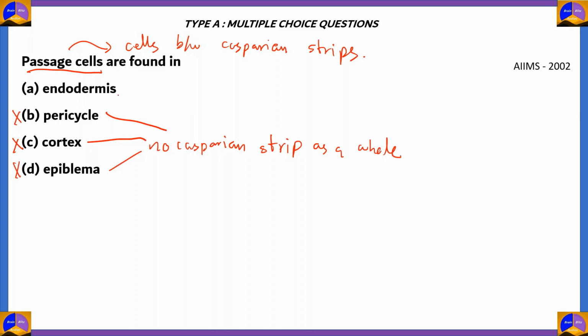The cells which have Casparian strips are found in endodermis. Option A is correct. So passage cells and Casparian strips are found in endodermis, and they facilitate symplast transport.